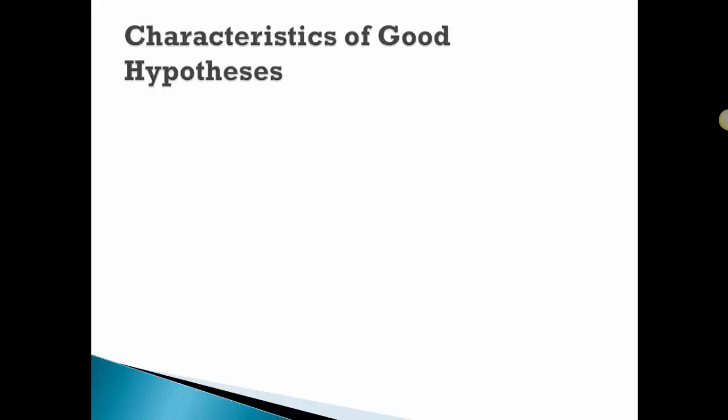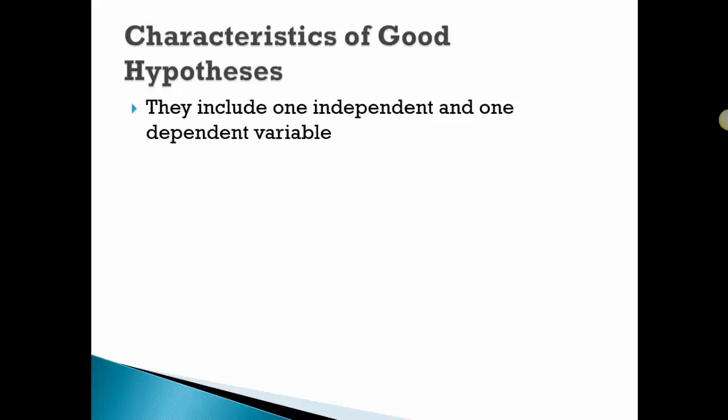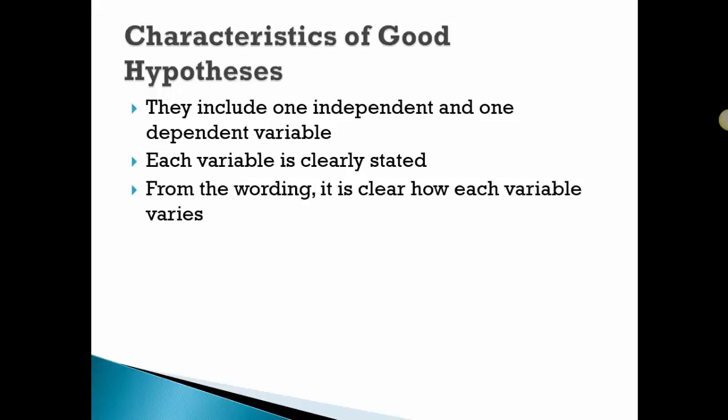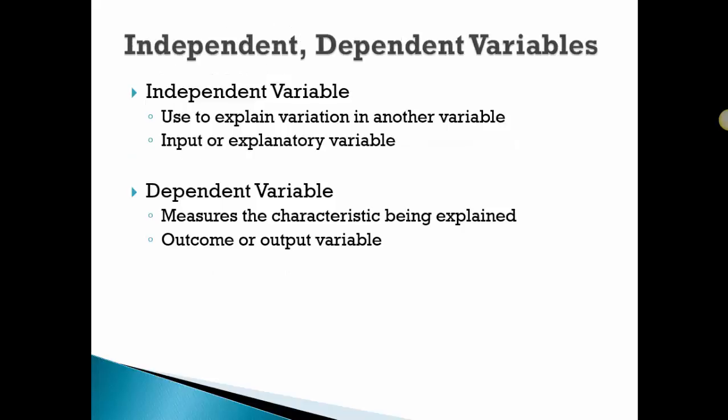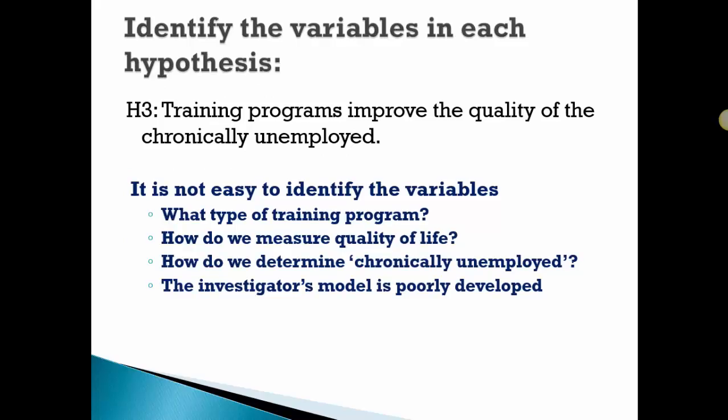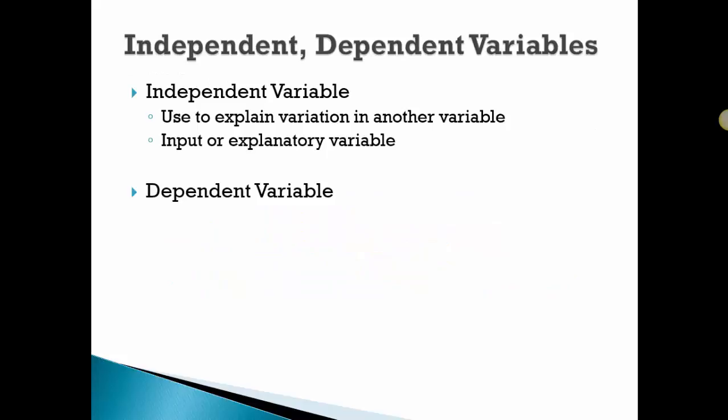So let's talk about characteristics of good hypotheses. Now your book says they should include one independent and one dependent variable. That's not always true. It might be optimal, but sometimes we only have one variable in the model. Each variable is clearly stated. We mentioned that before. From the wording, it is clear how each variable varies, and the expected relationship between the variables is clearly defined. And if you remember some of the examples, let's just go back for a minute to a couple of those that we looked at here. Training programs improve. There's the direction of the relationship. The quality of, and that's the dependent, the chronically unemployed.